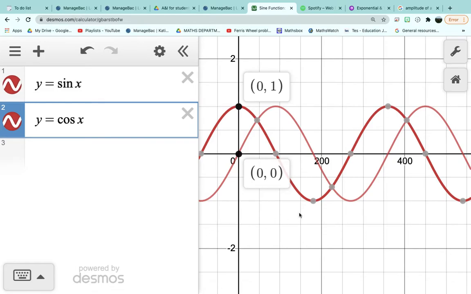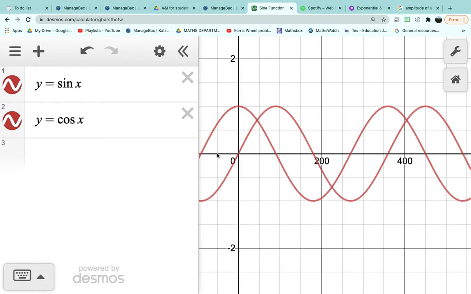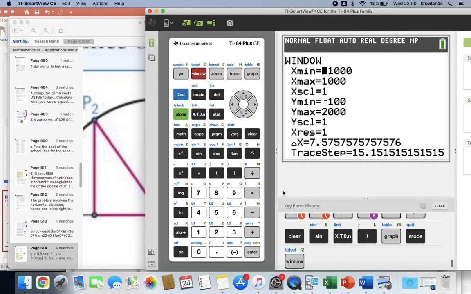So going back to Desmos, we could see that one whole period would be covered in 360. But maybe we would like to see a little bit more and a little bit less. So let's go from, say, minus 50 to 400. That will give us a little bit more than the whole period. So as I was suggesting, minus 50.